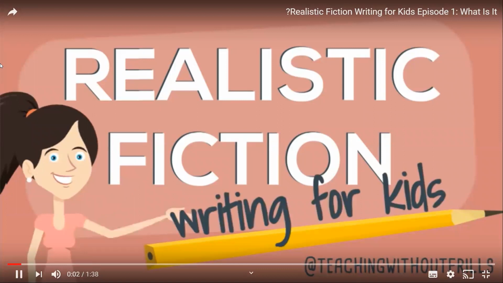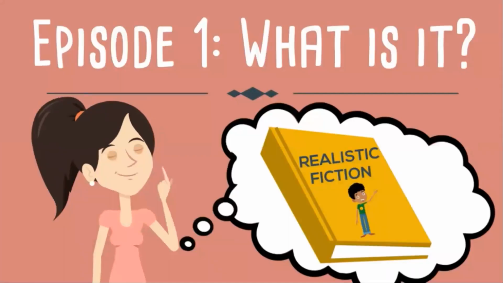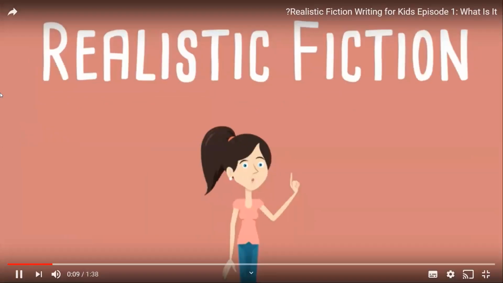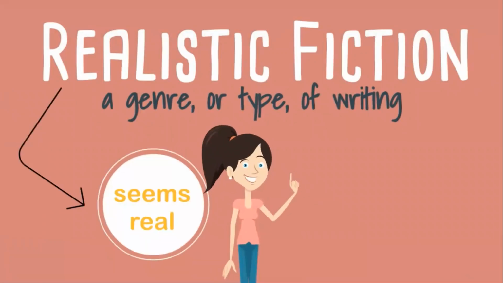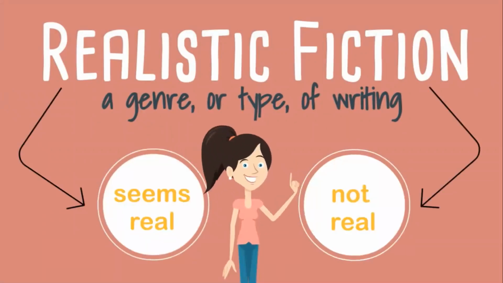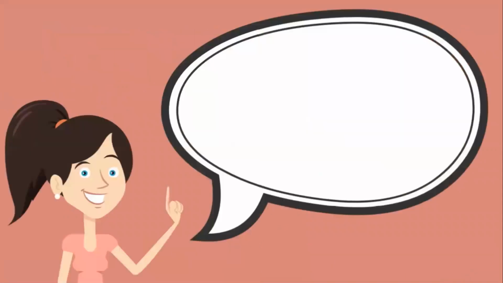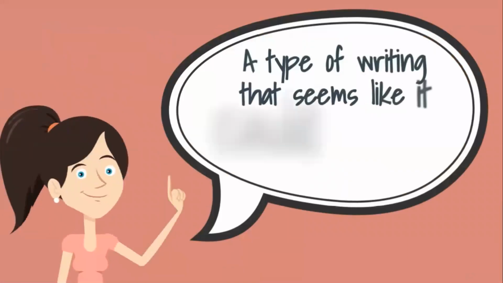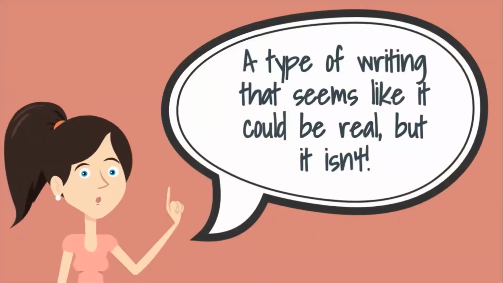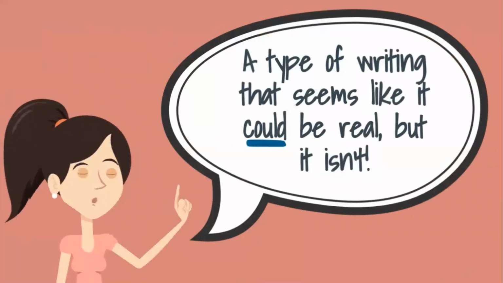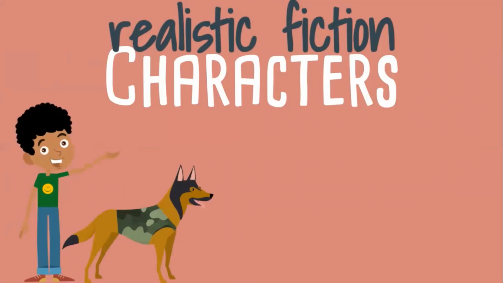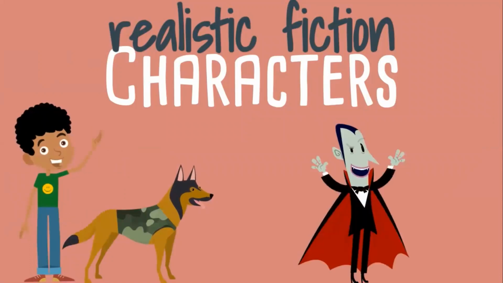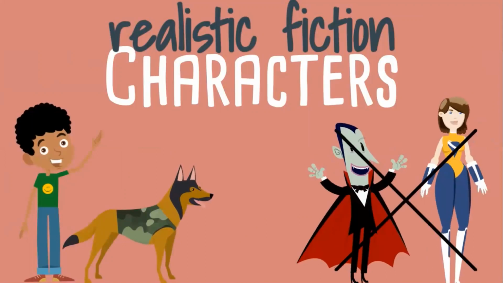Realistic fiction writing for kids. Episode 1. What is it? Realistic fiction is a genre or type of writing. Realistic means that something seems real. Fiction means stories that are not real. So realistic fiction is a type of writing that seems like it could be real, but it isn't. The things that happen in the story could really happen though. In realistic fiction stories, the characters seem like they could be real people or animals, but they usually aren't. That means no vampires or superheroes, just regular people.